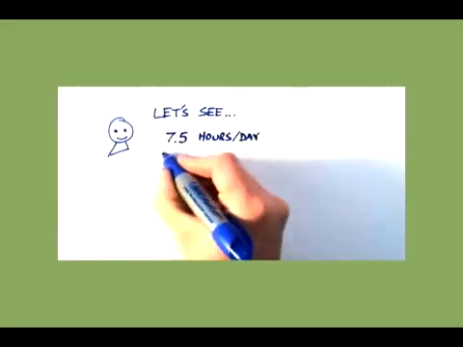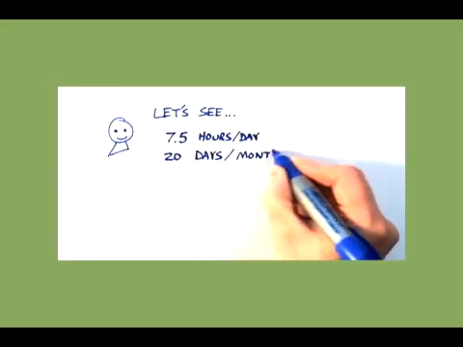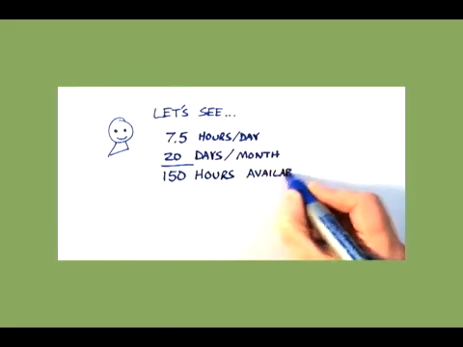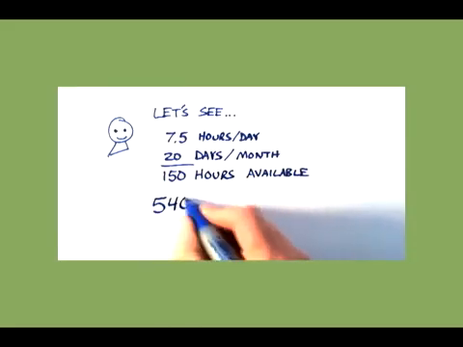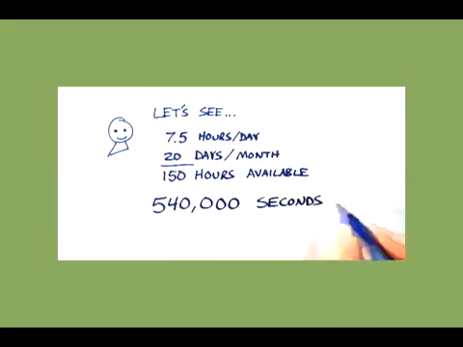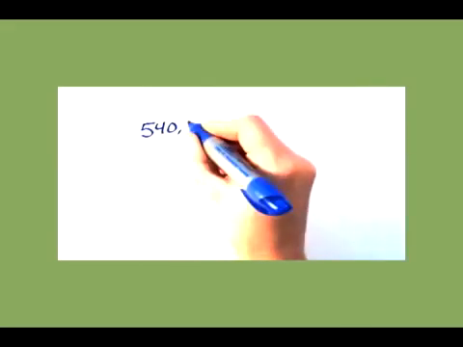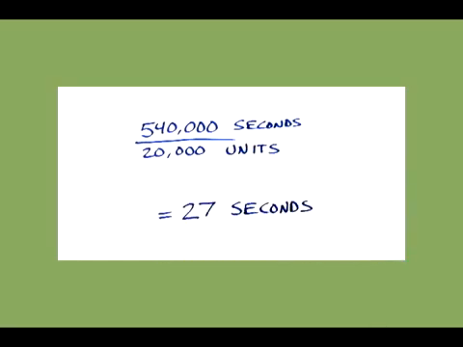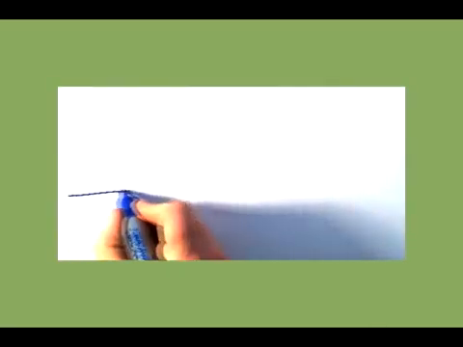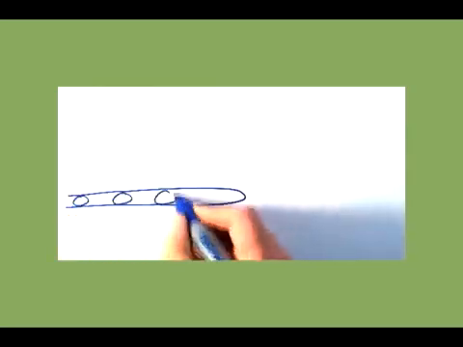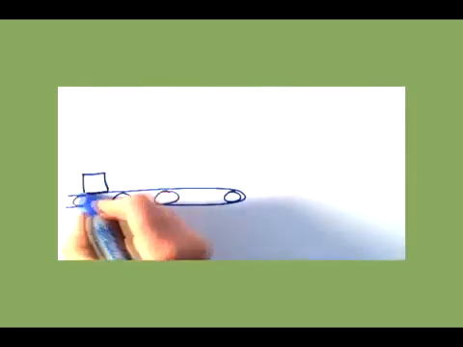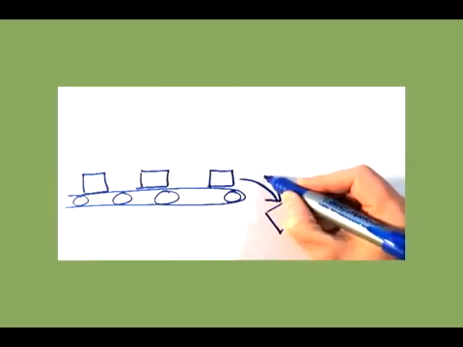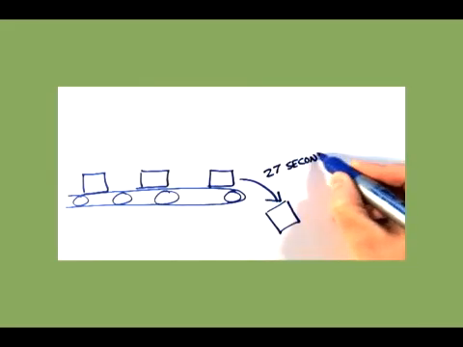So for a single shift operation running 7.5 hours a day, 20 days a month, you have 150 available hours, or 540,000 seconds. If the customer needs 20,000 units, the calculated takt time is 27 seconds. So in order to meet the customer demand, one unit will need to be produced every 27 seconds, at a minimum.